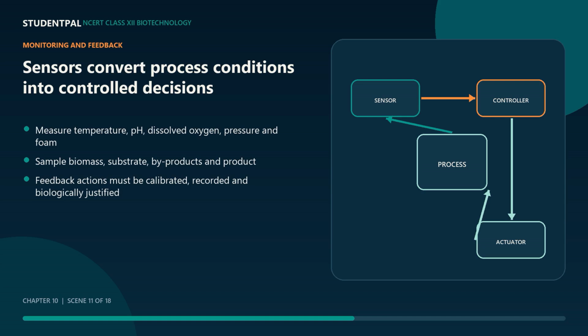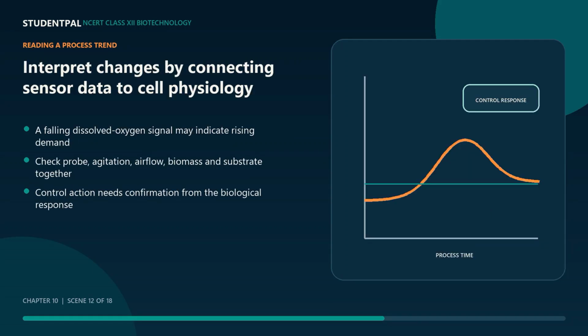A control loop is only as reliable as its calibrated sensor, correctly placed probe, suitable sampling frequency, and validated actuator response. Process control should not hide biological change. If oxygen demand suddenly rises or pH correction becomes excessive, investigate cell physiology, contamination, feed and probe performance rather than treating the display alone. Suppose dissolved oxygen falls while biomass is rising. One interpretation is that cellular oxygen uptake has increased beyond the current transfer capacity. Before accepting it, confirm probe calibration and examine agitation, airflow, pressure, foam, substrate and off-gas trends.